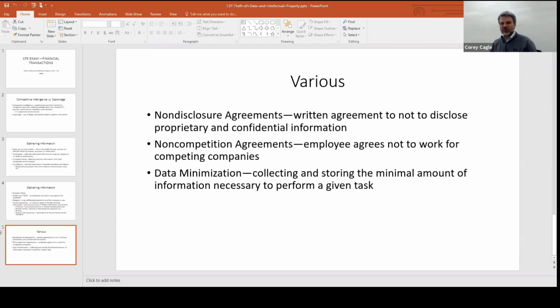Non-disclosure agreements, where you make the employee agree not to disclose private information now or after they leave, right? So it's, don't disclose it while you're working, don't disclose it after you leave. Non-competition, once you're gone, you can't work for competing companies for a specified period of time. Those would be good testable areas for sure.